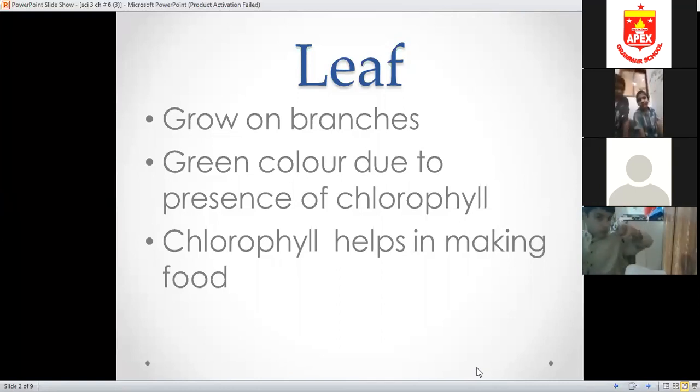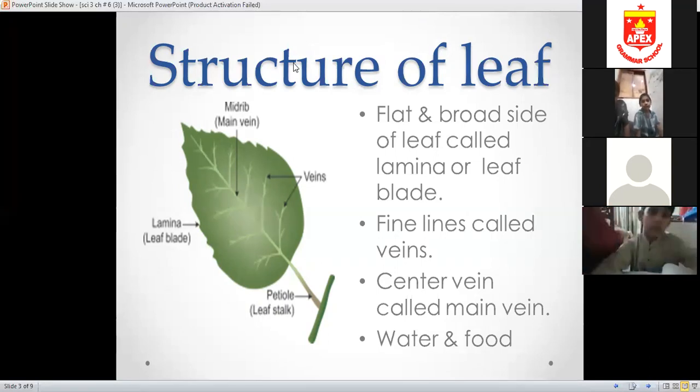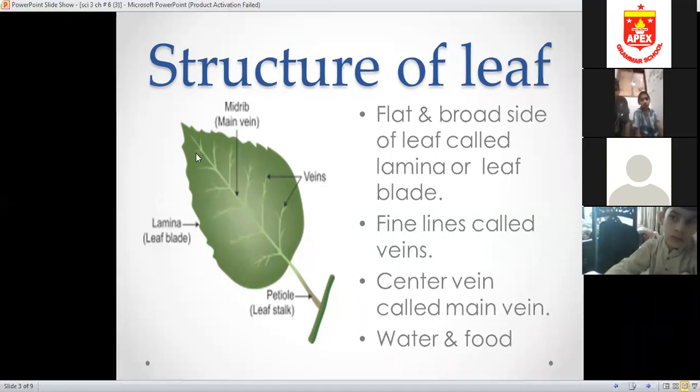And what is the role of chlorophyll? Chlorophyll basically helps the leaf in making the food. Next is the structure of a leaf. So what is the structure of a leaf? First of all, you have seen this picture of a leaf. This is a flat surface. The flat surface of the leaf is known as the leaf blade, or we can use the word lamina.